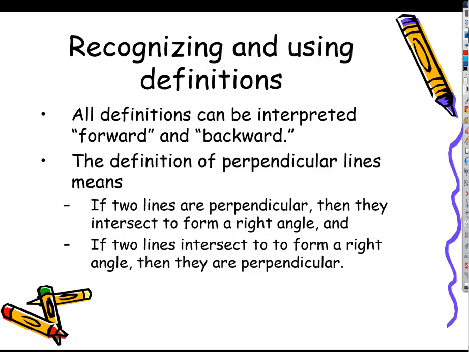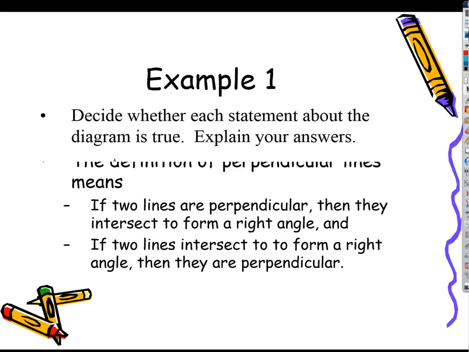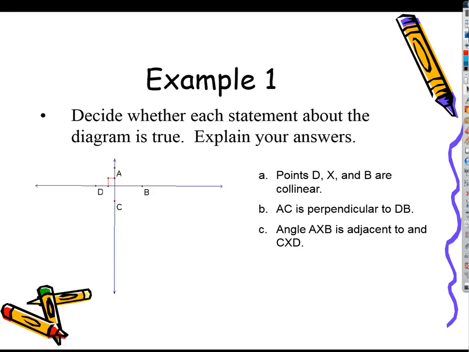That is a type of statement that we call a biconditional statement, because we can look at it in either direction. In the first statement here, what's the hypothesis? Two lines are perpendicular. The conclusion? They form a right angle. Bottom one, we flip it. The hypothesis is they form a right angle. Conclusion, they're perpendicular. So that's a biconditional statement.